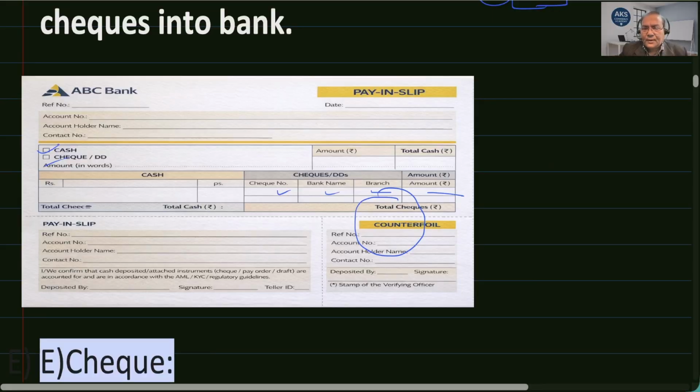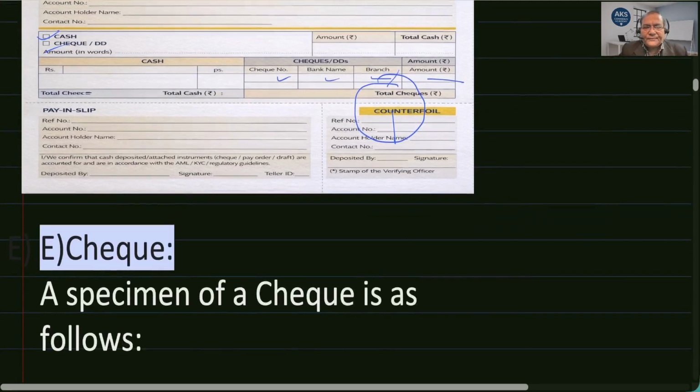So what will happen? Half the part will reflect here, another half will reflect here, which appears as a counterfoil, as a proof that the amount or check has been submitted in the bank as per the pay-in slip with the details mentioned there, so that in case there is some discrepancy subsequently, this can be referred to as proof, as evidence that the deposit has been made, and there is required to be a corresponding credit in the books of accounts. I hope this is understood. Pay-in slip.